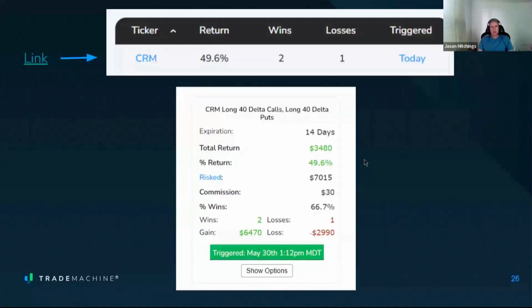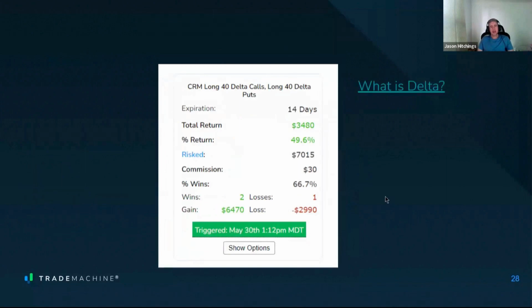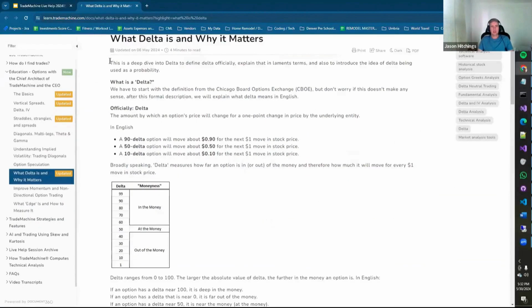Okay. So we pull up this trade. It says that it's active. There's some information on delta here. If you click the what is delta, it's going to give you a nice deep dive on delta. But the important thing to know is that 50 delta is at the money. The lower the delta for both calls and puts, the further out of the money it is.